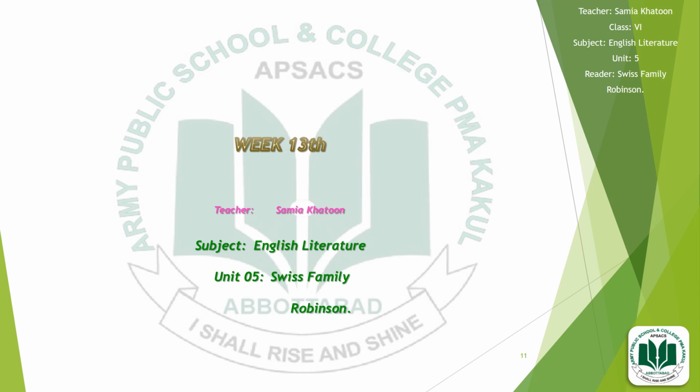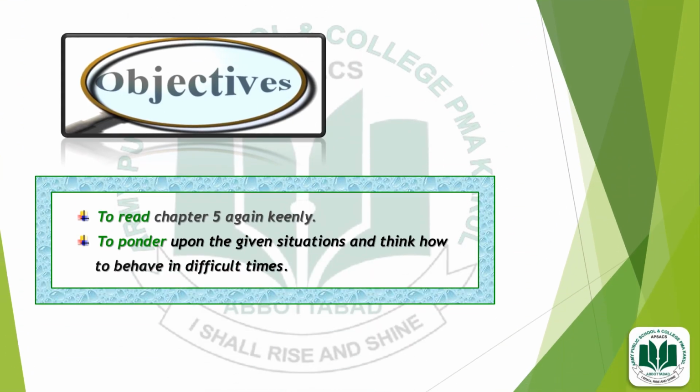Students, now we will move towards English literature. Unit 5 of Swiss Family Robinson. The learning objectives of the English literature lesson are to read chapter 5 again keenly and to ponder upon the given situations and think how to behave in difficult times.